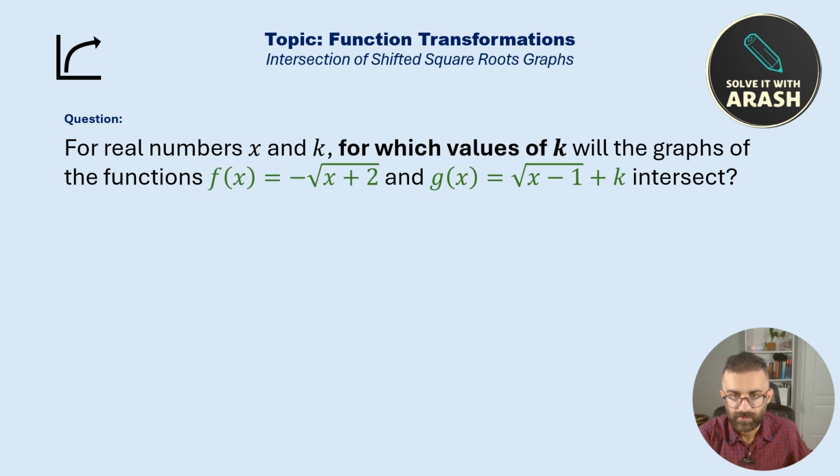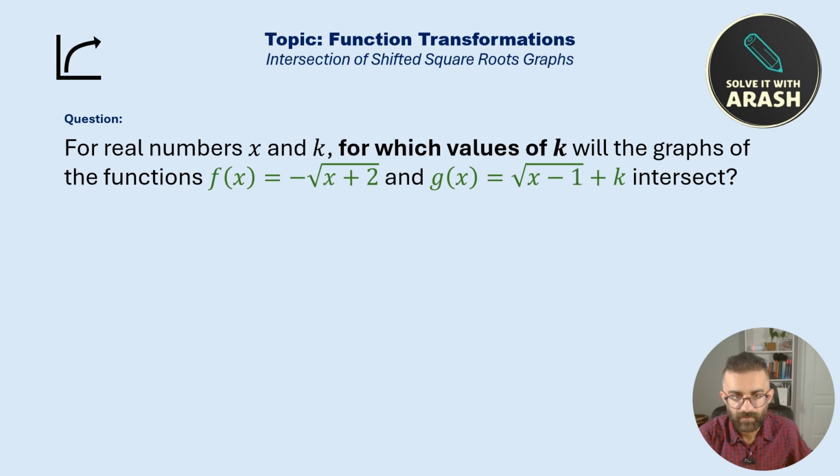f(x) equals negative square root of x plus 2 is a transformation of the base function square root of x. The negative coefficient will make a reflection in the x-axis, and plus 2 under the square root will shift the graph 2 units towards the left. Because x plus 2 has to be greater than or equal to 0, x is greater than or equal to negative 2, and therefore x equals negative 2 is the start point of the graph.